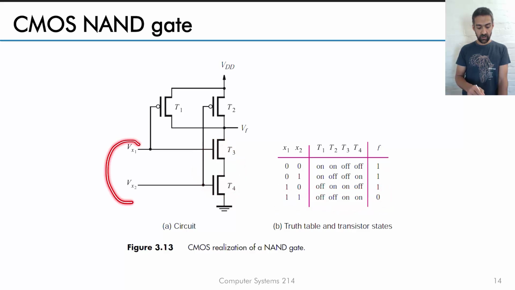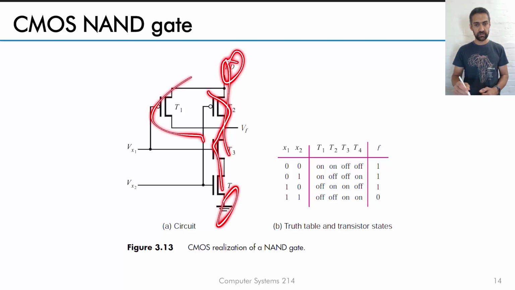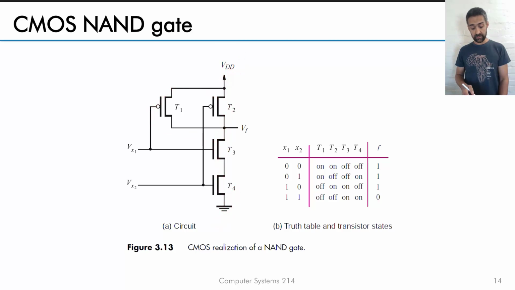And if they are both conducting, then this will be off and that will be off, which means there's no way for it to pull up. So there's no chance, there's no logic opportunity for a short circuit between VDD and ground through any of these transistors. So this gives you a NAND gate.